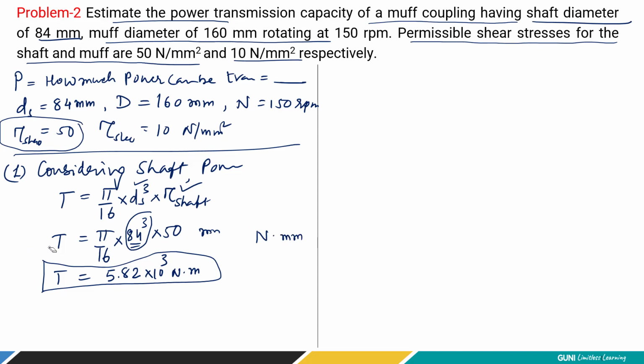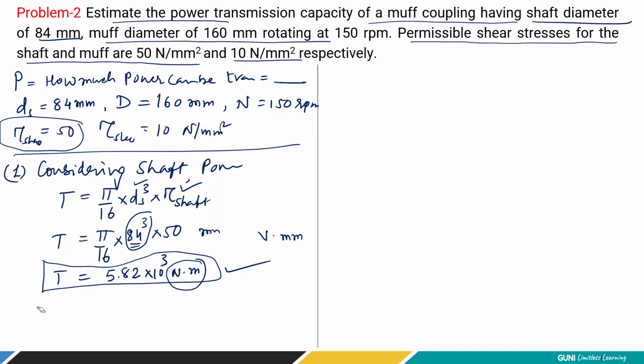But whenever you use this torque in the power equation, P is equal to 2 pi NT, you have to convert into Newton into meter. Remember this. When you use the power equation to find the power, torque has to be in Newton meter, not in Newton millimeter. So I have converted it and the answer is 5.82 × 10^3. Please try to match with this answer.